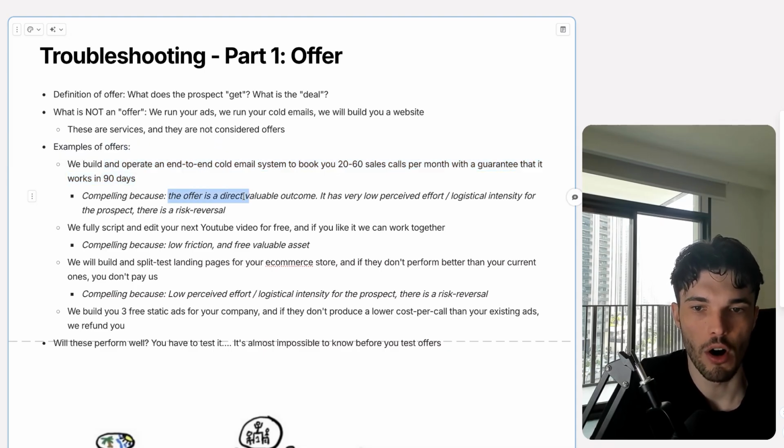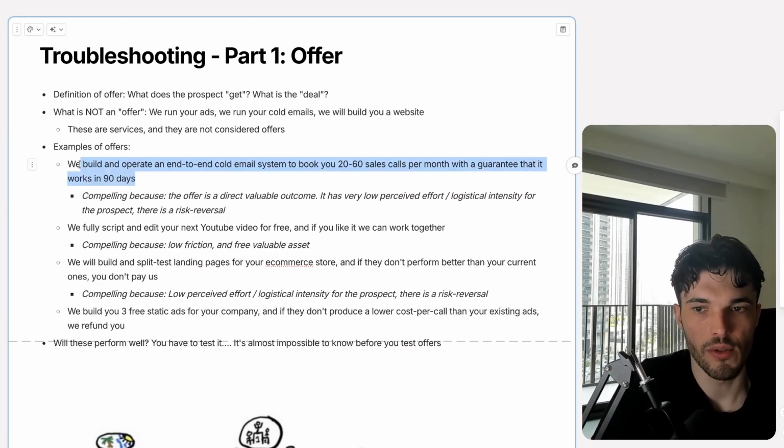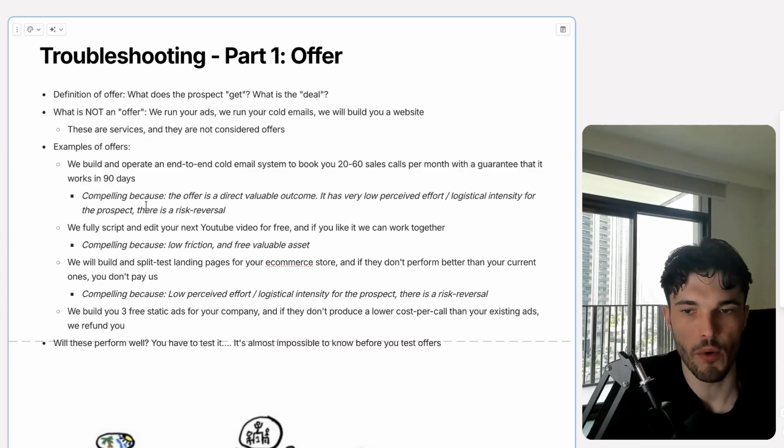This is compelling because the offer is a direct, valuable outcome. Everyone wants more meetings, right? It has very low perceived effort and logistical intensity for the prospects, and there's a real risk reversal. It's end to end, done for you: low effort, great results, combined with the guarantee. So this would fall under the category of a great offer.